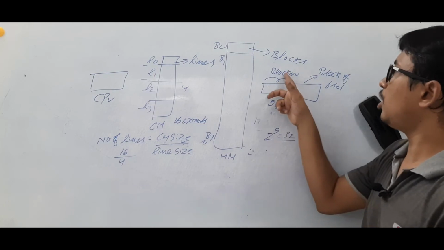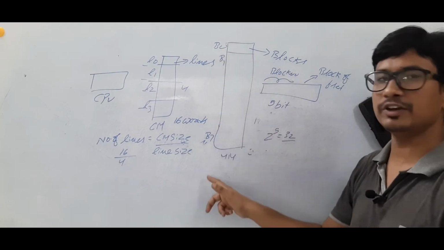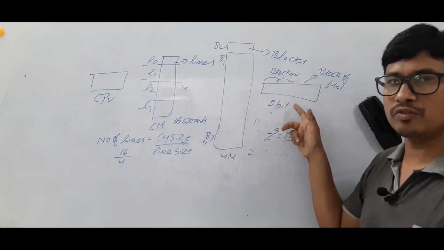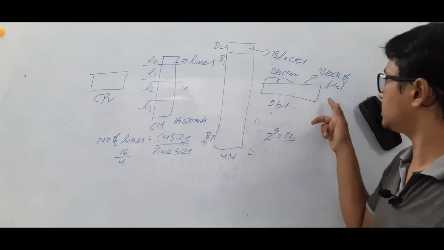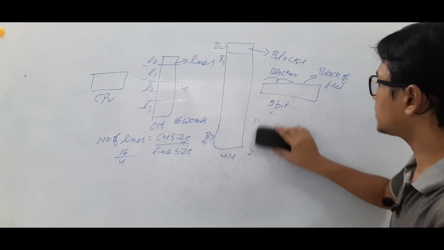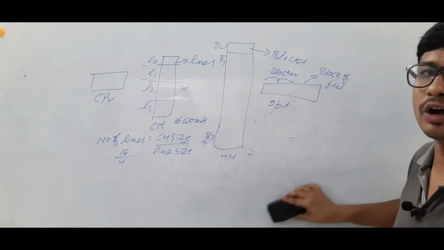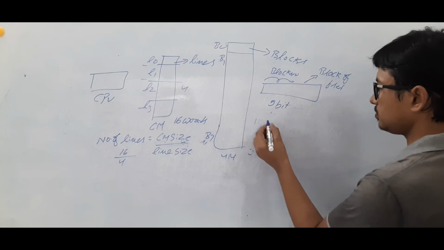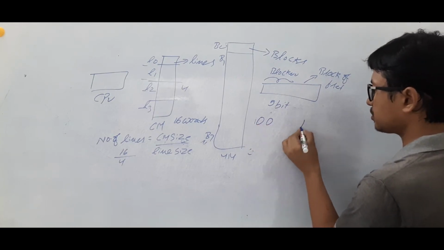So the block number will be useful to identify the block. And in that block, 4 words are there. Which word you are searching for will be identified with the block offset. Let me discuss with an example. Let's take that I want to search for word number 7.